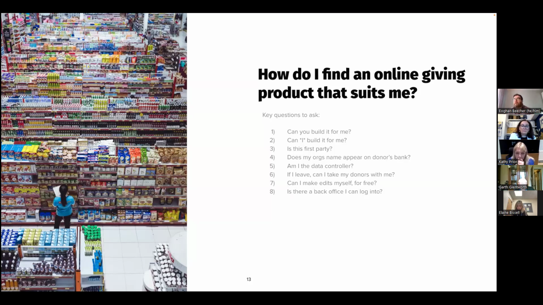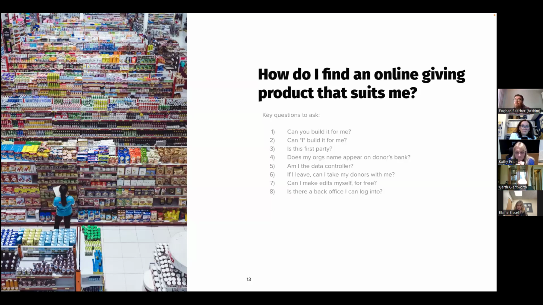So first of all, can you build it for me? The worst thing in the world is going and getting an online product and having somebody throw a manual and an FAQ at you and say, go figure it out for yourself. If there's an organization that you're engaging with, are they going to support you to make sure that you're following best practices and creating platforms that work well for you?